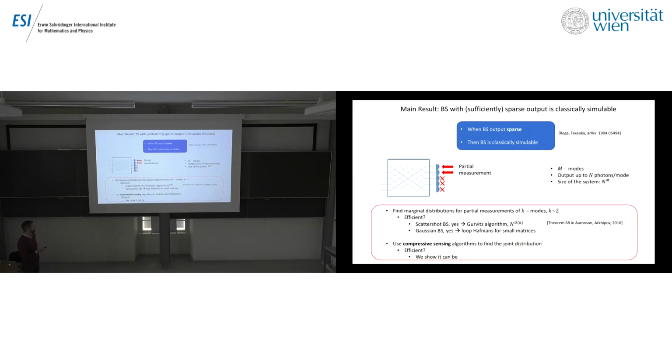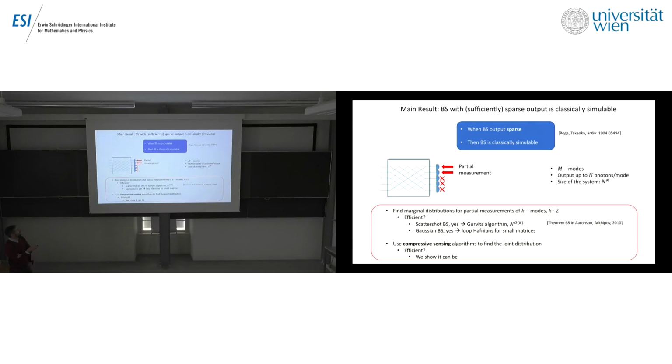Okay, so how do we prove it? We consider only partial measurements. So we say that somehow we observe only measurements from 2 detectors, ignoring the rest. And then we want these marginal distributions from different pairs. And then this is an idea from compressed sensing, which says that if the joint distribution is sparse, then the marginal distributions uniquely determine the joint distribution. So in our case, we concluded that if these marginal distributions we observe here are efficient to find, plus some algorithms from compressive sensing are efficient, then we can calculate everything classically.